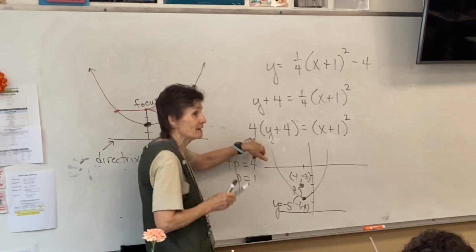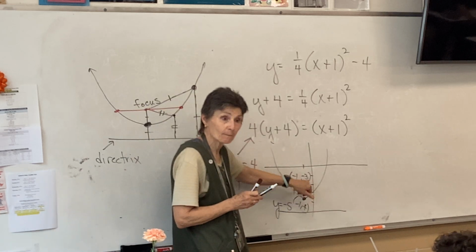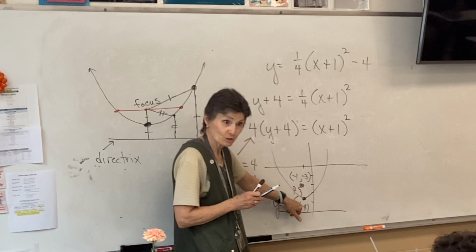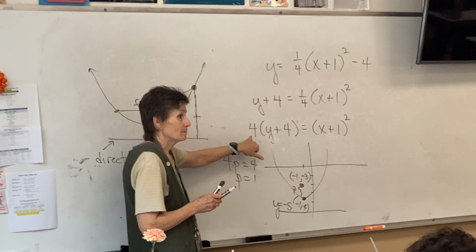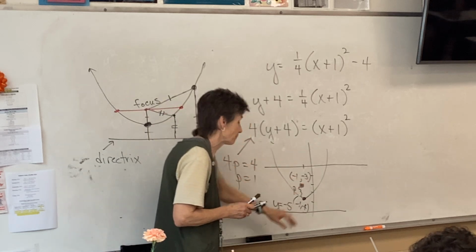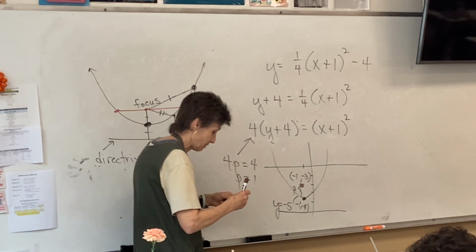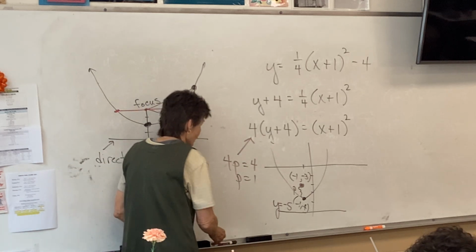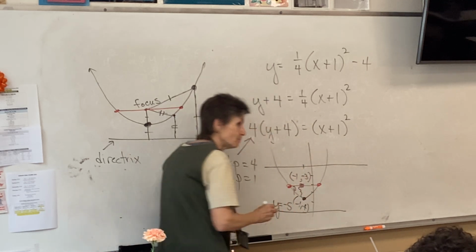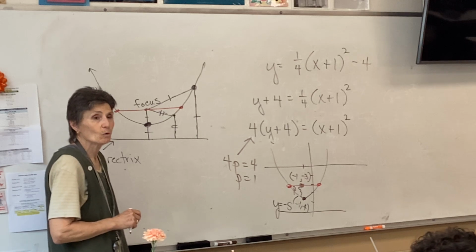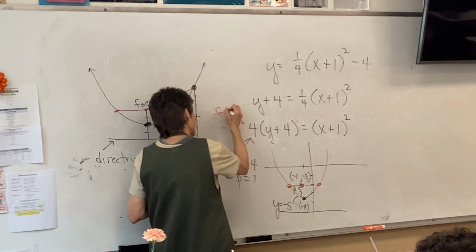So if this number had been an 8, for example, then I would have started at my vertex and gone up 2 and down 2. This number is always 4P. And this is always P. All right, last thing you have to find is the focal width. Okay, so here's my focal width. And hang on to your hats, kids, because if you thought it was cool a minute ago, you're not going to believe this. The focal width is always 4P.